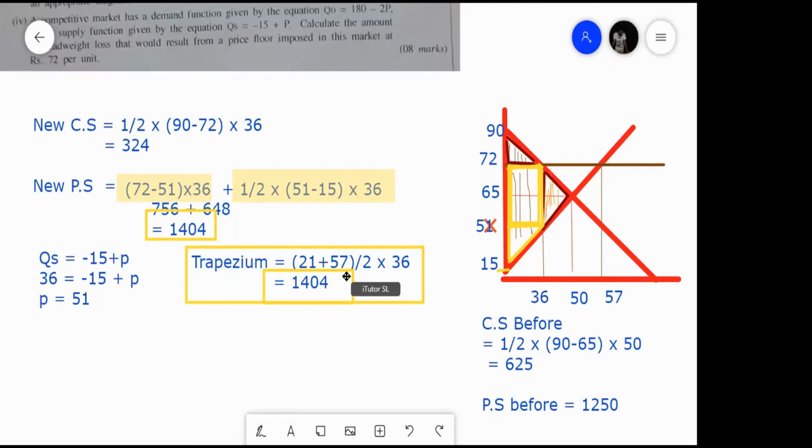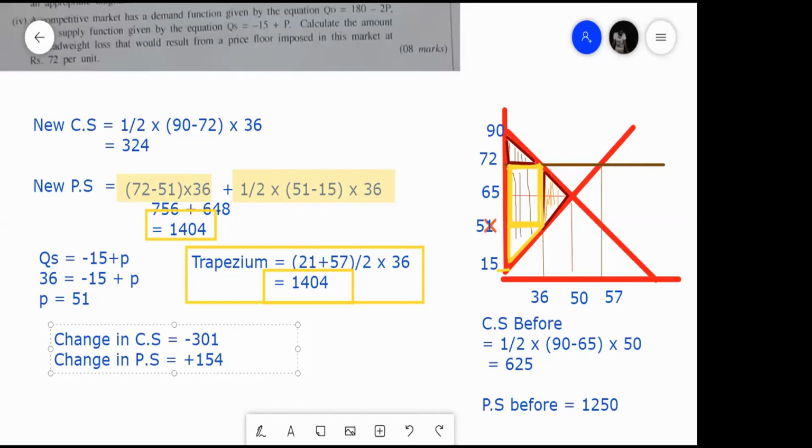Fine. Okay. So then they're asking you for the deadweight loss now. Can you tell me the change in consumer surplus? Earlier it was 625. Now it's 324. So 625 minus 324 is 301. So the change in consumer surplus is minus 301. It has decreased. Okay. Change in producer surplus is equal to, 1250 became 1404. It's a plus 154. 1250 became 1404, right? So it's a plus 154.